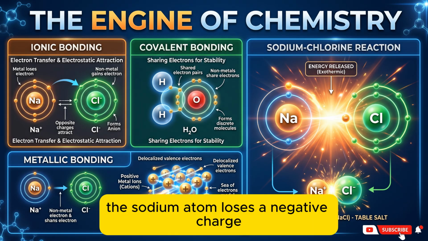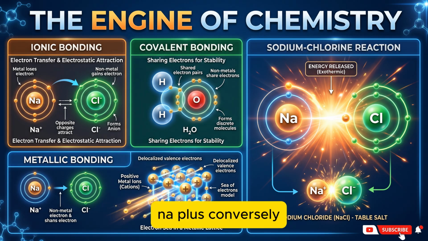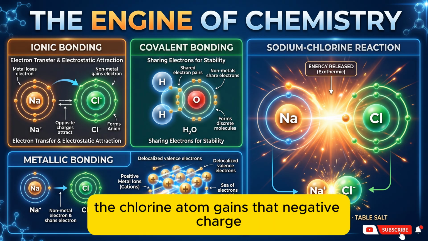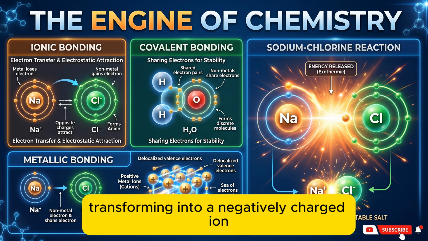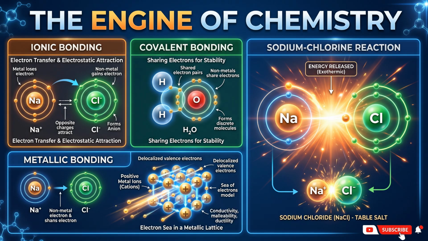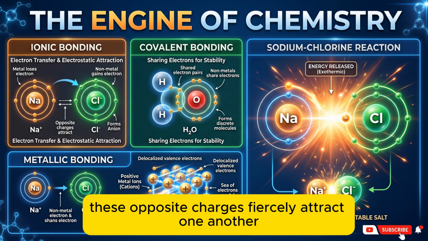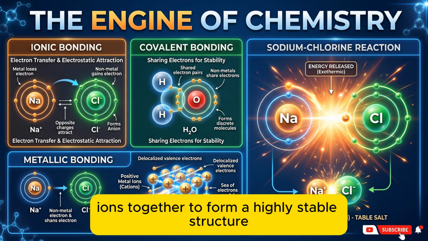The sodium atom loses a negative charge, becoming a positively charged ion known as a cation, Na+. Conversely, the chlorine atom gains that negative charge, transforming into a negatively charged ion known as an anion, Cl-. Just like the north and south poles of a magnet, these opposite charges fiercely attract one another, locking the ions together to form a highly stable structure.